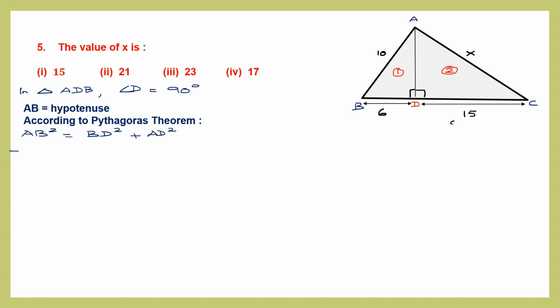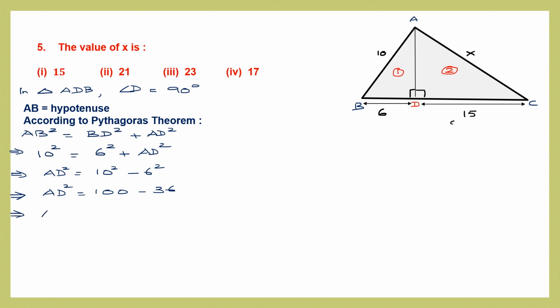Now let's substitute. Now AB we already know is 10, so that is 10 square is equal to BD, also we know it is 6 square plus AD. Now we don't know AD, so we're going to leave it as AD square. So now to find the value of AD square, we say it's equal to 10 square minus 6 square. So AD square is equal to 10 square is 100, 6 square is 36. So AD square is 64.